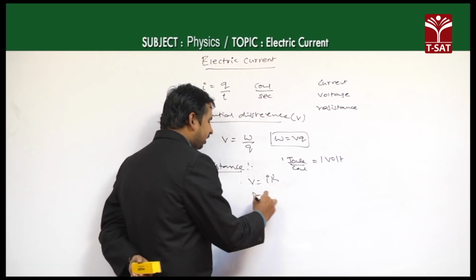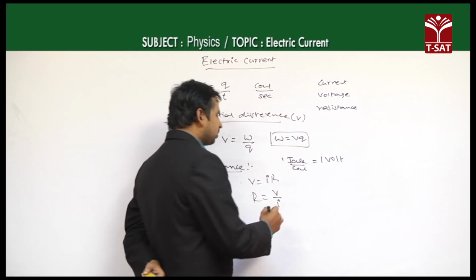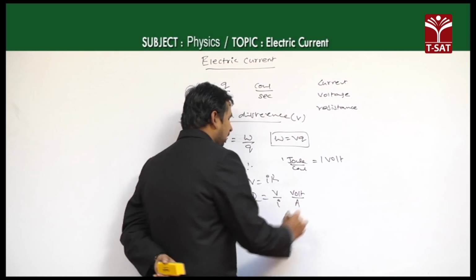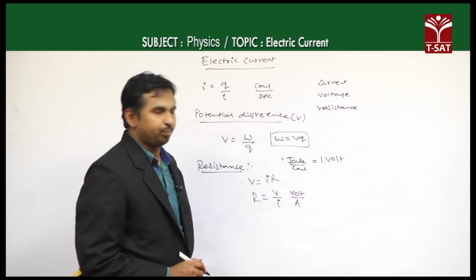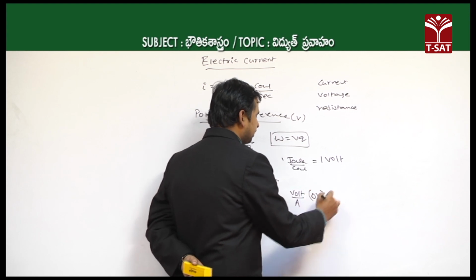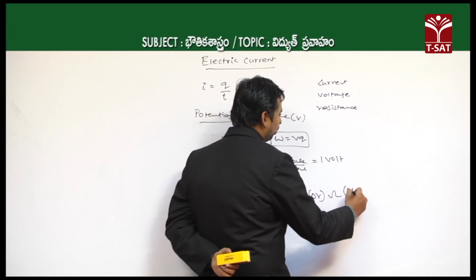From this we can write R is equal to V by I, where V is voltage and I is current in ampere, that is volt per ampere. This we call resistance. That resistance we represent with ohm. Okay, it is also called ohm.